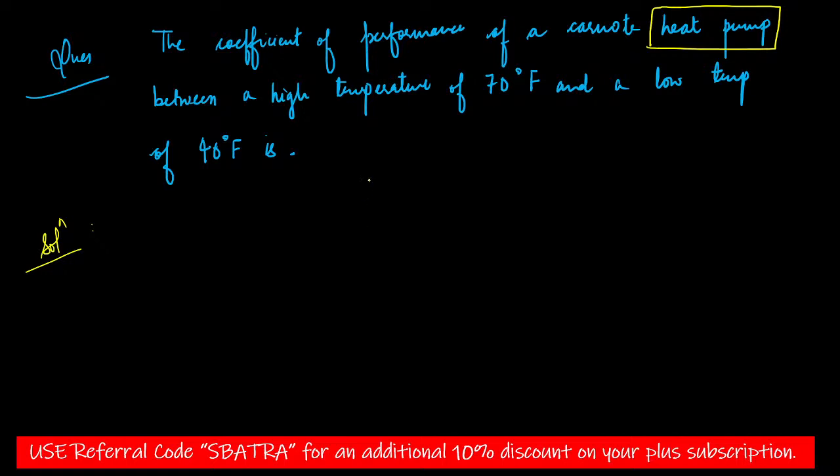We have to convert degrees Fahrenheit to degrees Celsius. What is the conversion formula? Let's suppose we have any x Fahrenheit and we have to convert it to degrees Celsius: (x Fahrenheit minus 32) into 5 by 9. This is how we can convert degrees Fahrenheit to degrees Celsius.